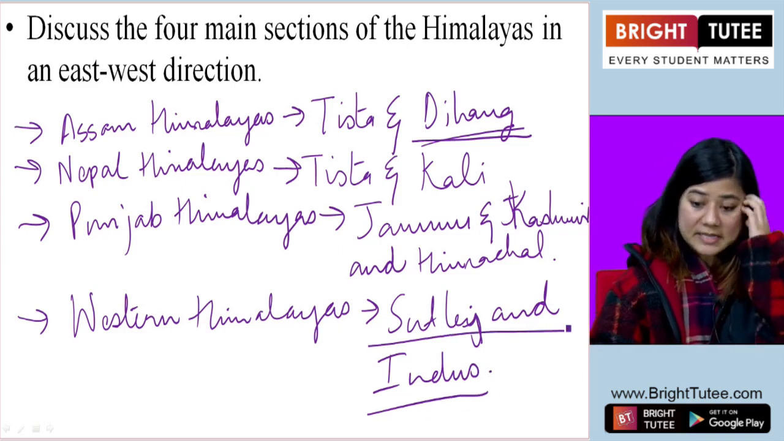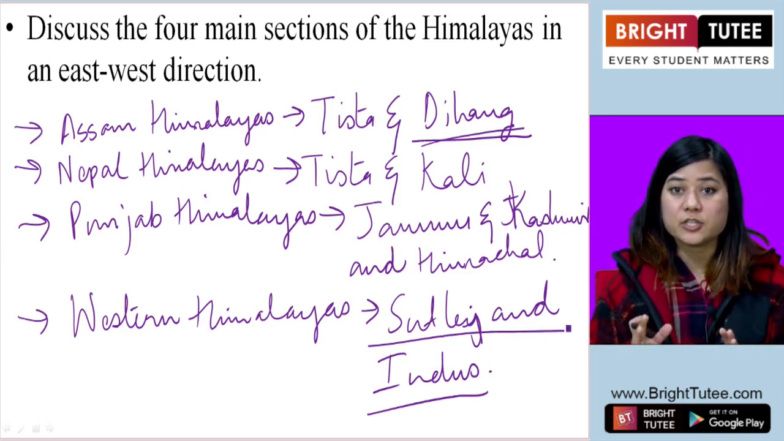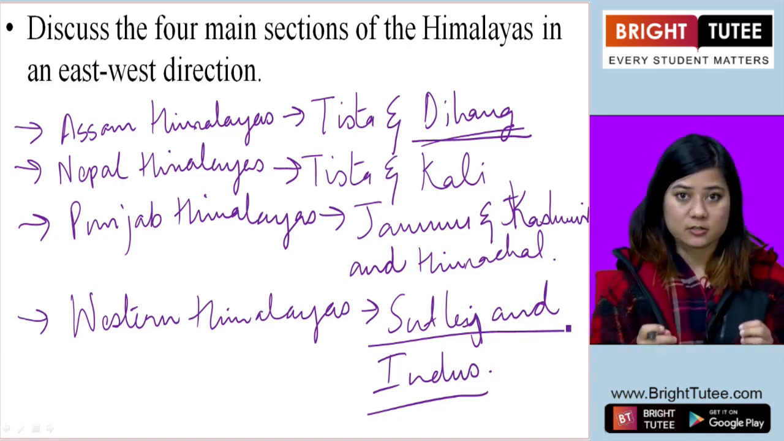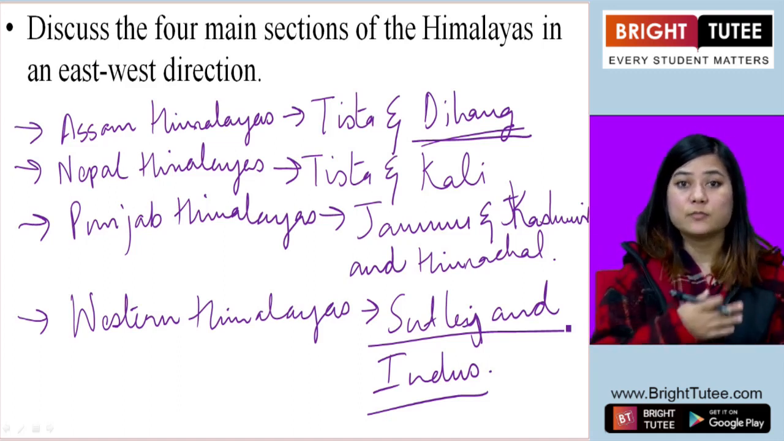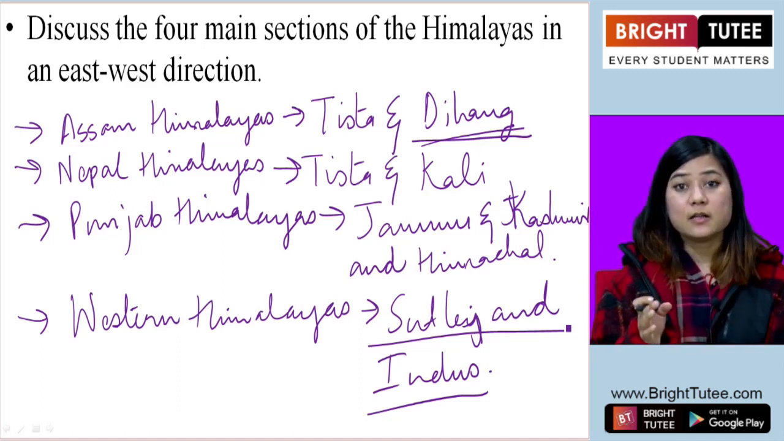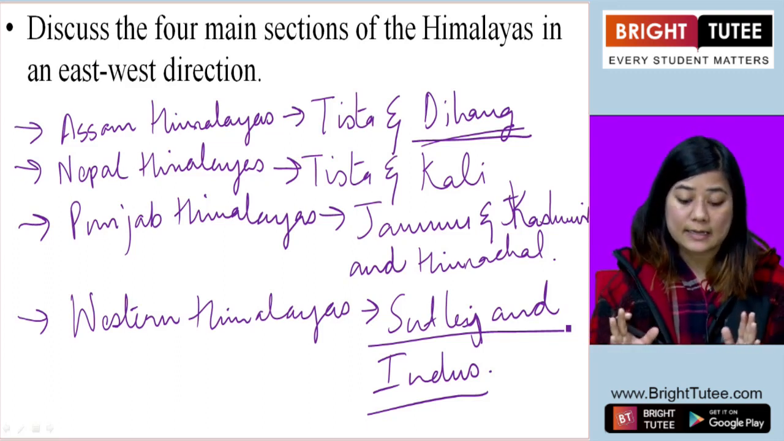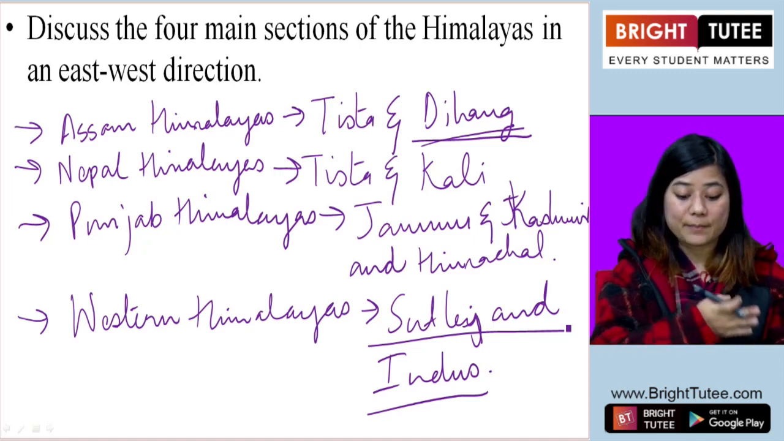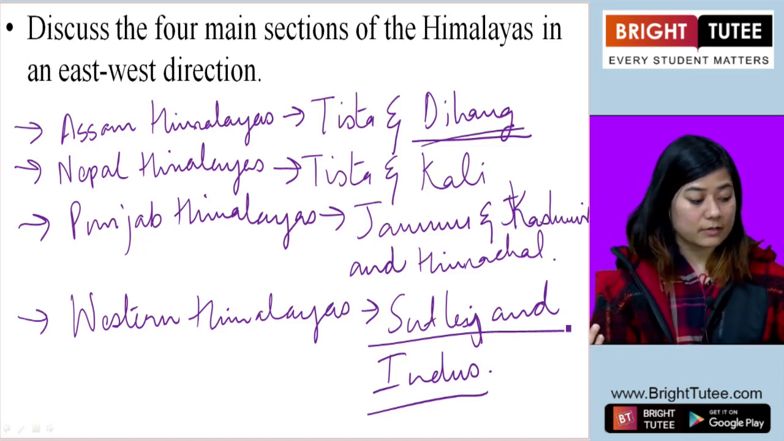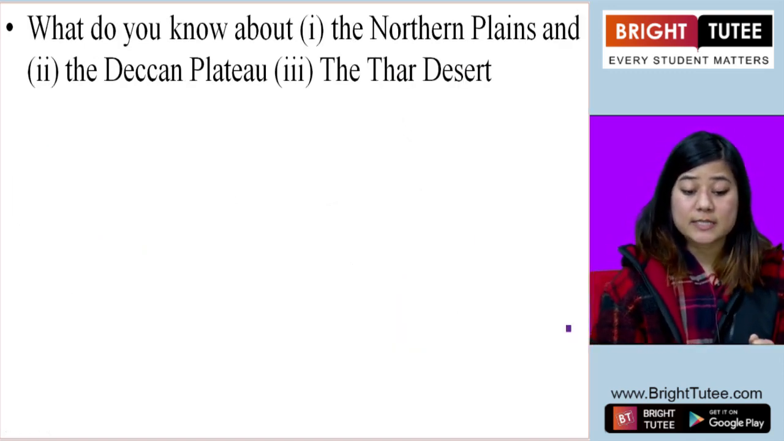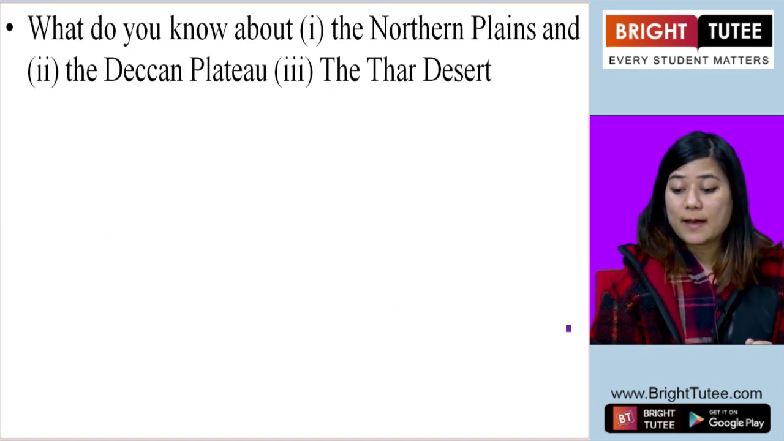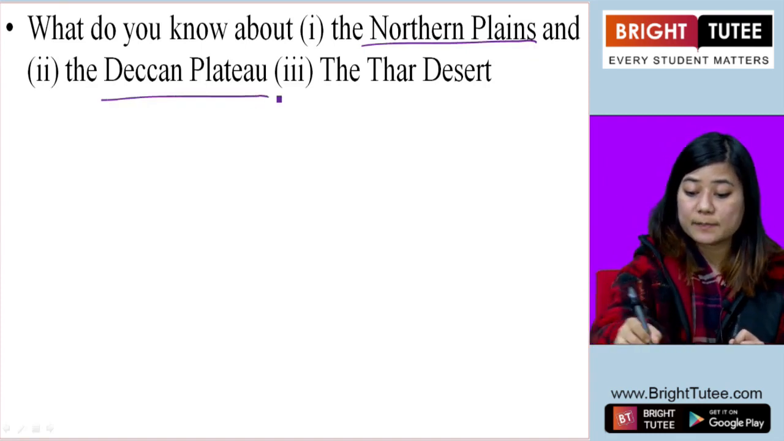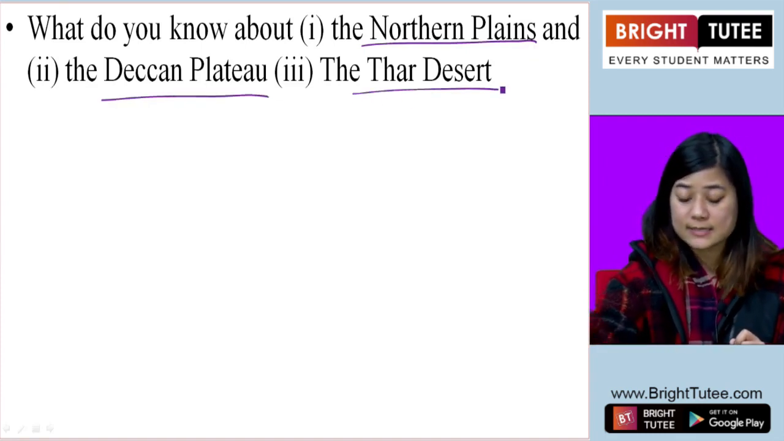Okay, so these are the four main divisions of the Himalayan range from the east-west direction. Okay, from east as you come to the west, this is the division of the Himalayan range. The first one is in Assam, and then Nepal, and then Punjab, and then the western one. Okay. The last question is, what do you know about number 1, the northern plains, number 2, the Deccan Plateau, and then the Thar Desert?